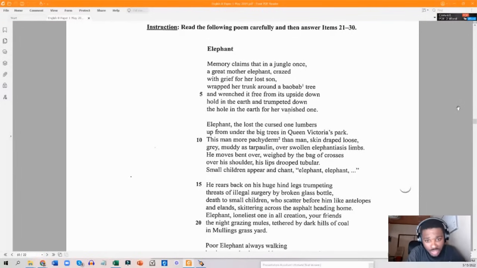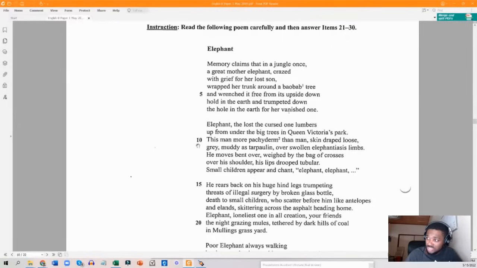Memory claims that in a jungle once, a great mother elephant, crazed with grief for her lost son, wrapped her trunk around a baobab tree and wrenched it free from its upside-down hold in the earth and trumpeted down the hole in the earth for her vanished one.